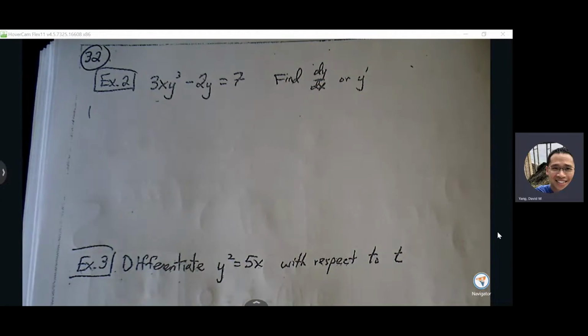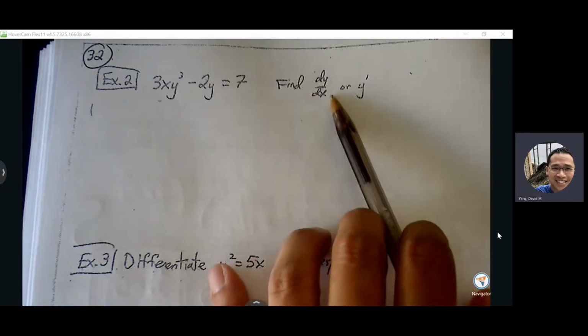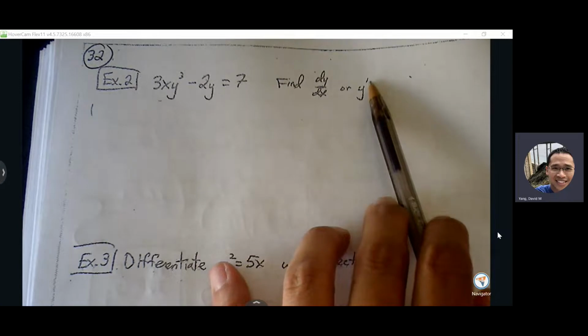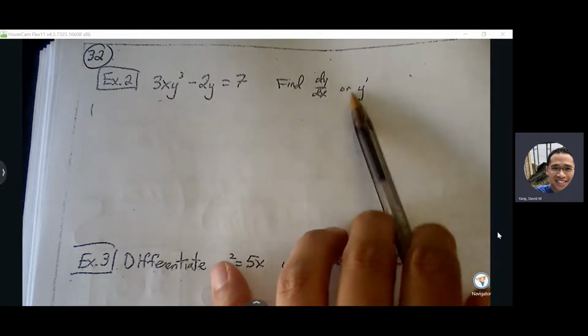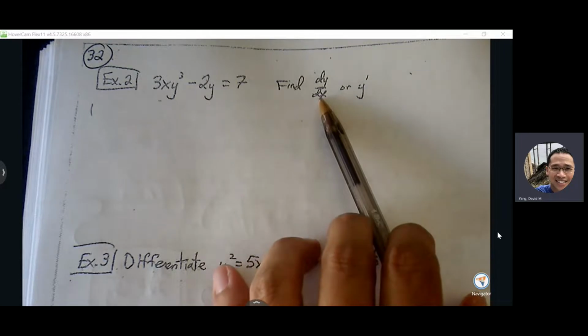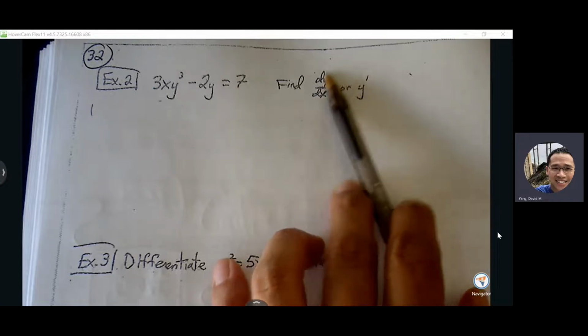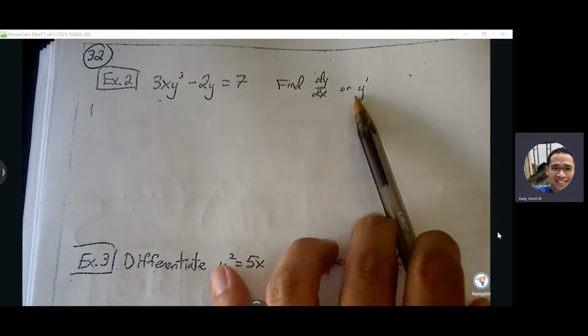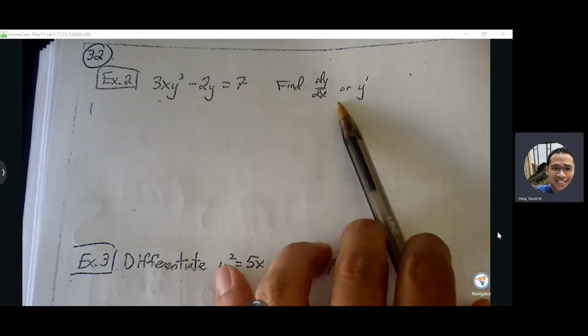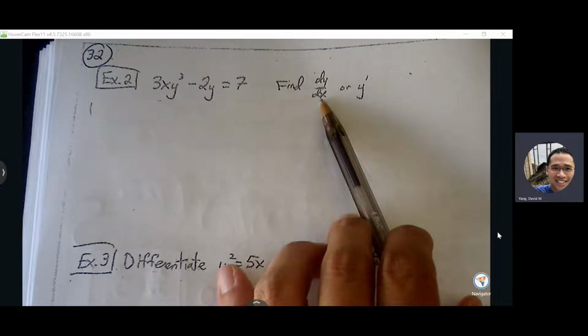Okay, 3xy cubed minus 2y equals 7. We want to find the derivative. It says find dy dx, or y prime. We could replace every derivative with y prime instead of dy dx, but I prefer dy dx because it's more descriptive, and y prime can sometimes be misread as a y to the first power. Now, if you did y prime on a test instead of dy dx, it won't be wrong. I won't take any points off, but I'm going to present it using dy dx.